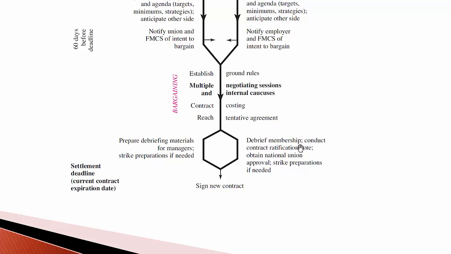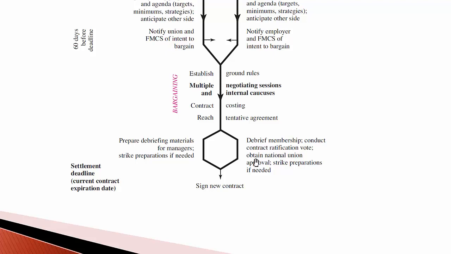On the union side, the union members who were elected to represent the union debrief the membership on the process and the results of the bargaining. They conduct what's called a contract ratification vote. In other words, the union has to vote in this contract. Otherwise, the bargaining must continue or the union would go out on strike.